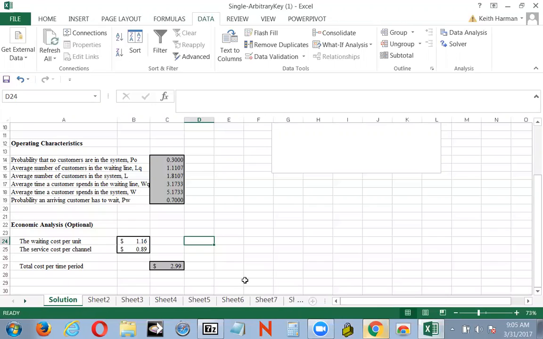So that's pretty much it for single arbitrary. And that will pretty much do it for today and for this coverage here on single arbitrary.